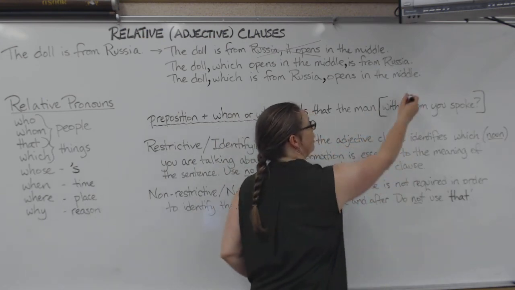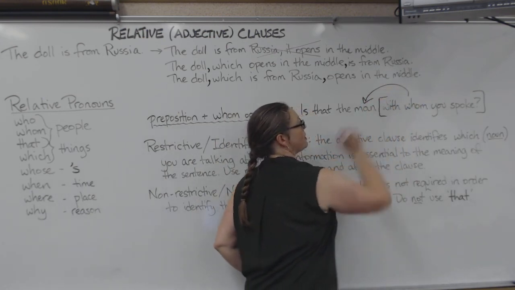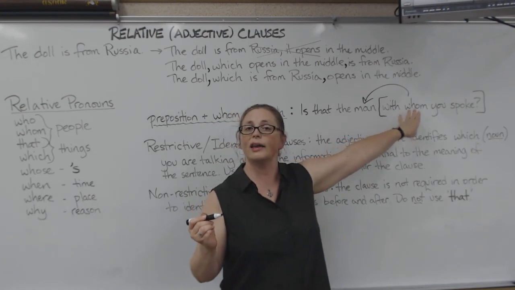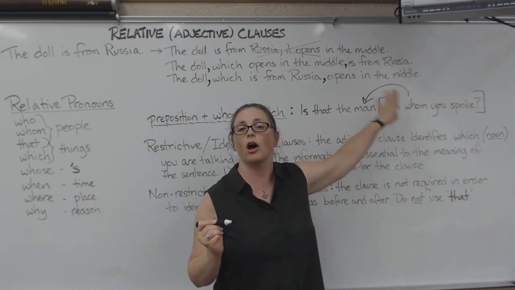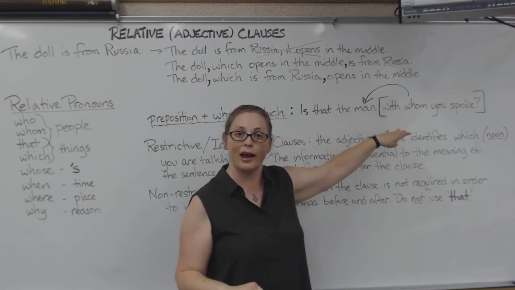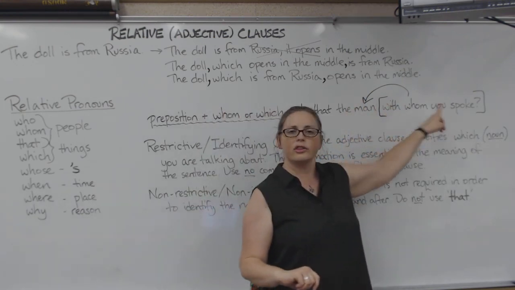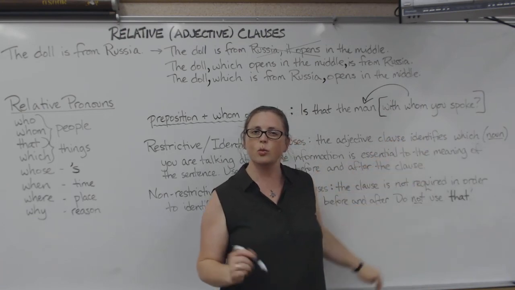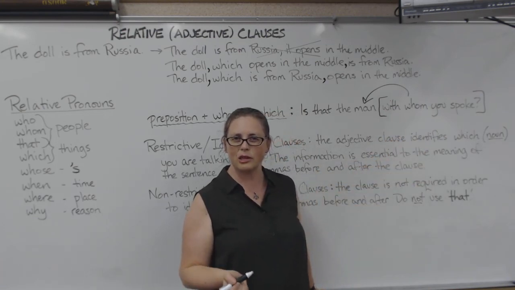Whom describes the man. That's why it is an adjective clause. It's describing a noun, and it's coming directly after the noun. Let's take a look at the structure in this clause. What is the verb in this clause?